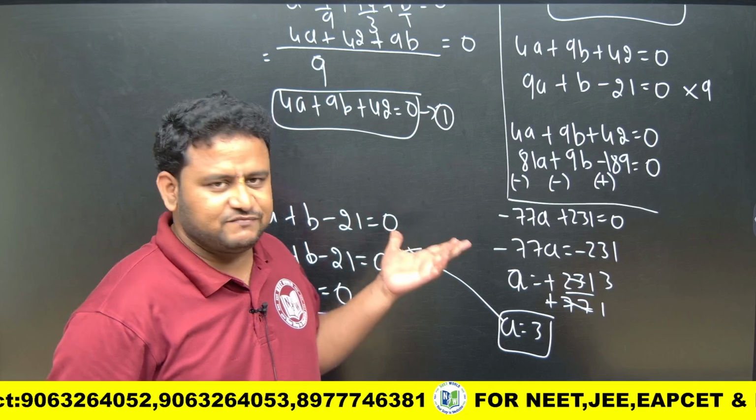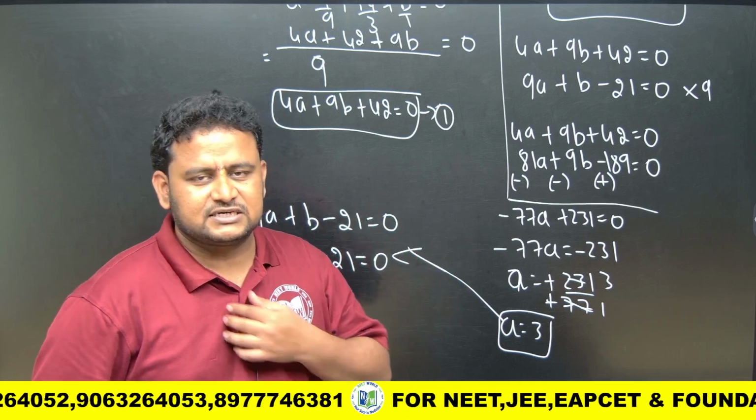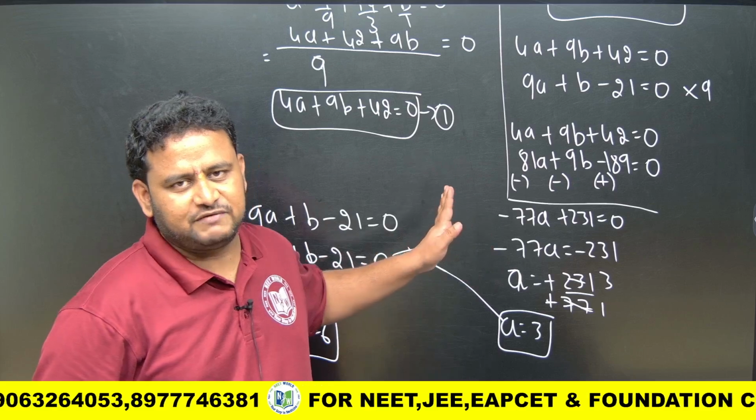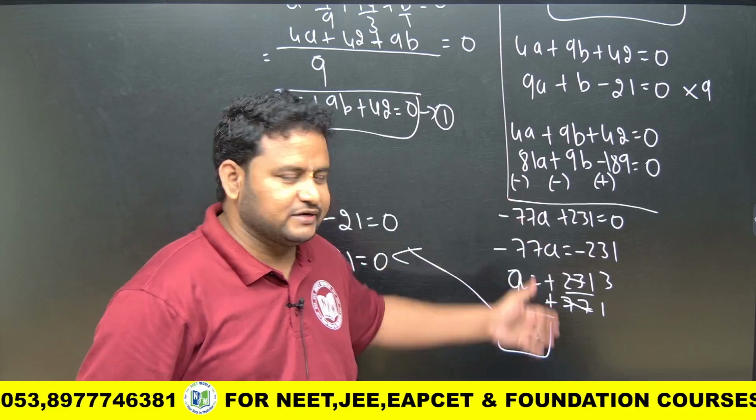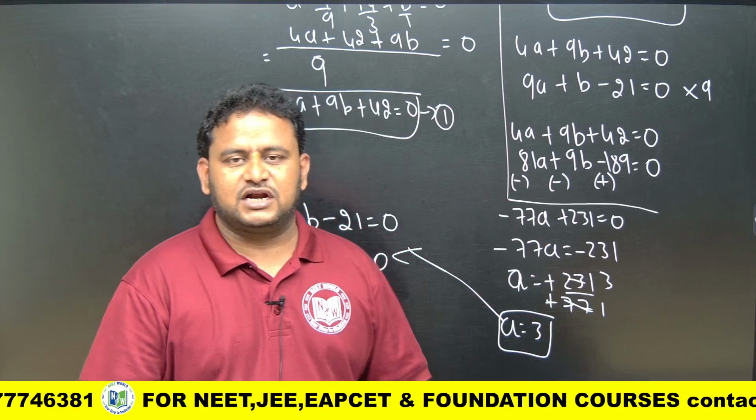Another type is the same way: they have given two zeros, and they are asking us to find the values of a and b. In a similar way, we put the values and equate to 0, and we solve the two equations to get the values of a and b. Alright friends, I hope it is clear.